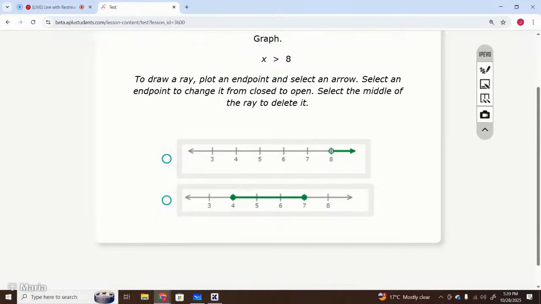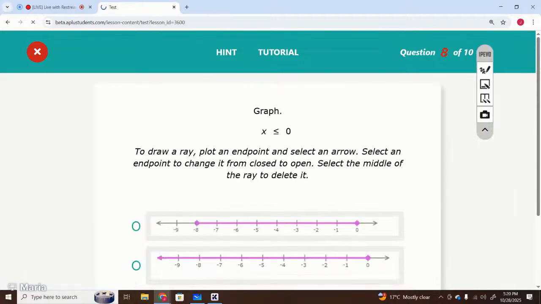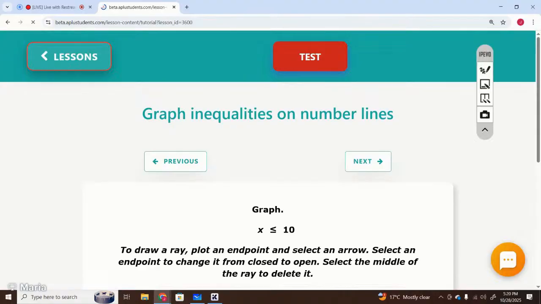X is greater than 8. So which is the correct option? Option number 1 it is. Okay, you can complete the lesson by yourself later today. Let me just move on to the next lesson.